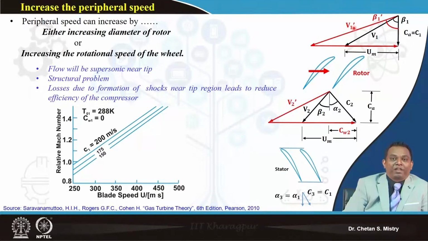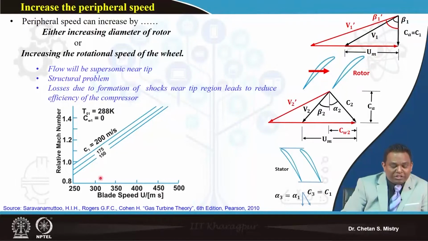Second, it says we will have formation of shock happening near the tip region. Now we realize this shock is nothing but what increases the irreversibility in the process. That is creating a blockage to my flow in that particular region. And if that is your case, what will happen? You will have your efficiency lower because my losses are going to increase.